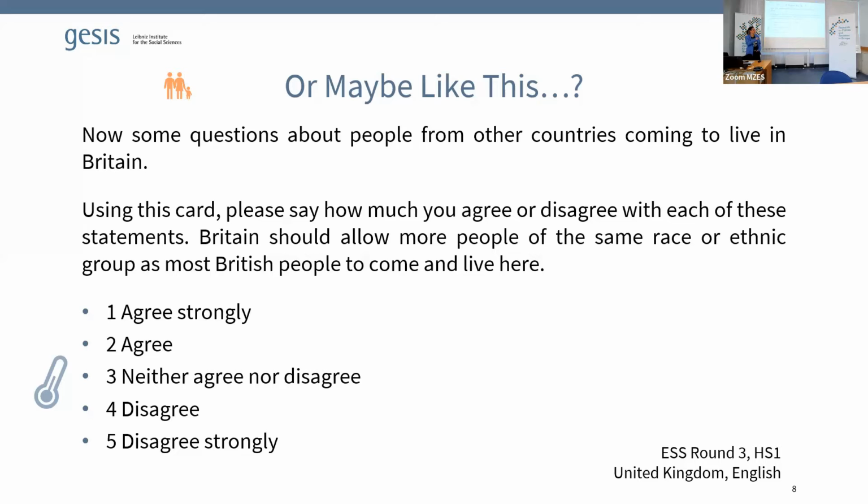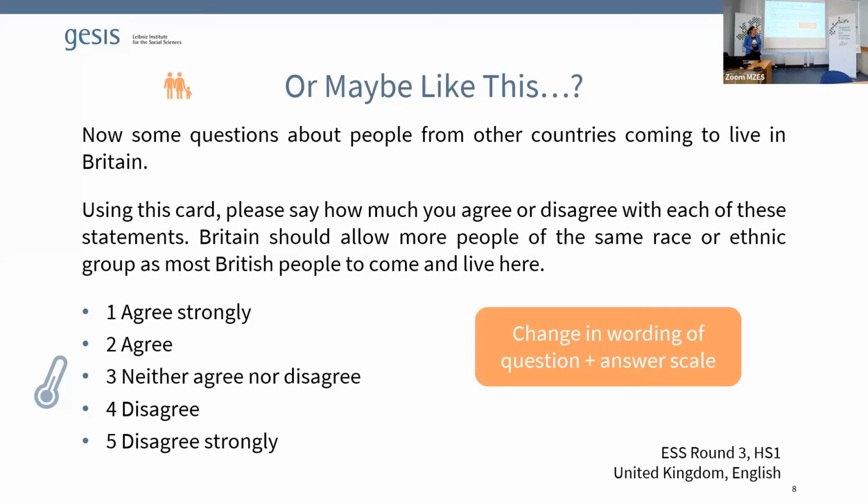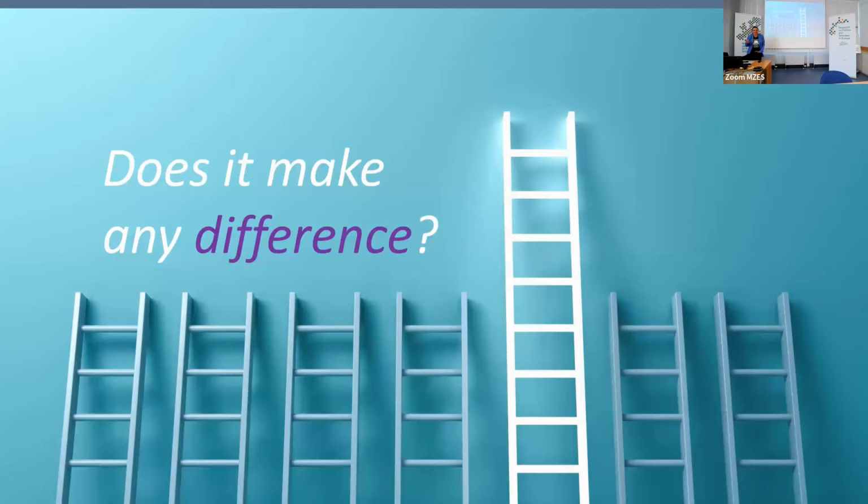What you have here now is an answer scale with 5 points ranging from agree strongly to disagree strongly. And what has changed? Very obviously, the wording has changed and the answer scale has changed. This we can, I think, detect directly. But the question is, does it make any difference that in this way it's a little bit like this and there it's a little bit like that? Either way, the two things are trying to measure the same thing.